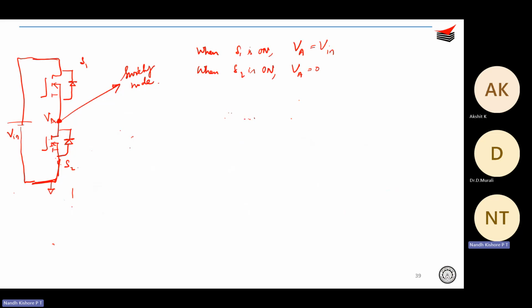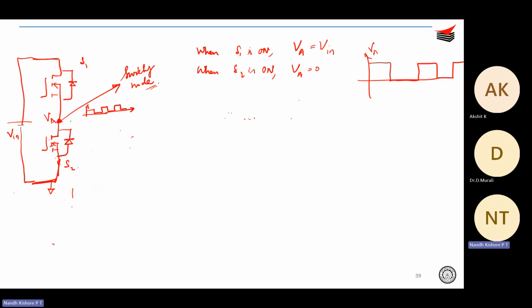So what you would eventually get for VA would be something like V in, 0, V in, 0, V in, 0. That is why I'm calling this a switching node. It is continuously switching between V in and 0. So this is the voltage that you have got over here. Basically, you have chopped the voltage.